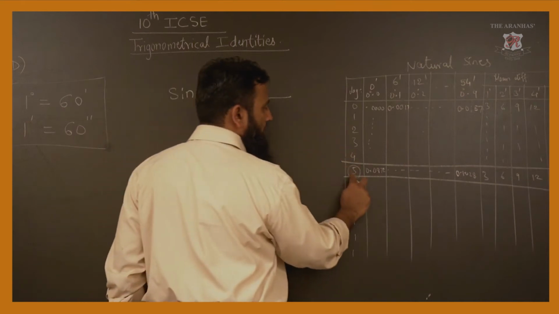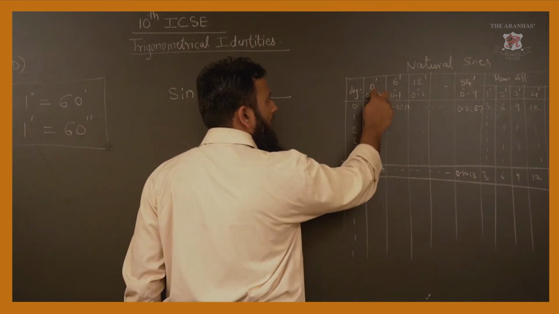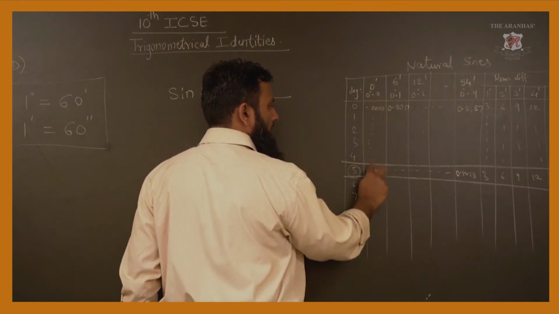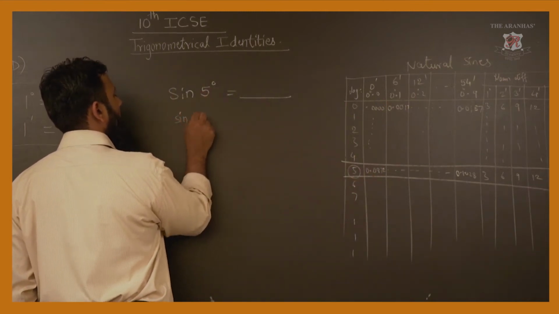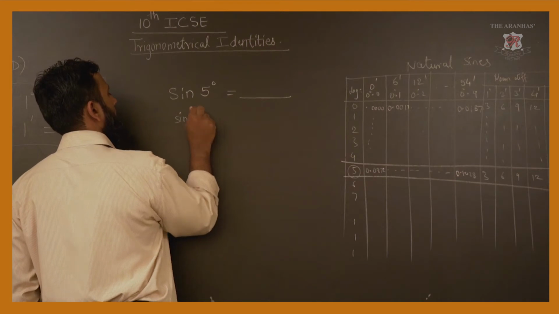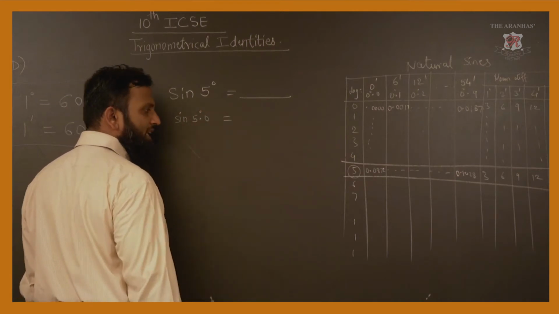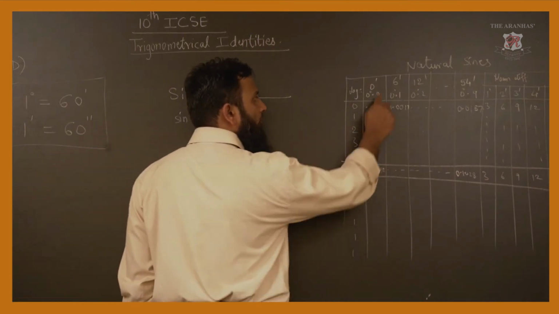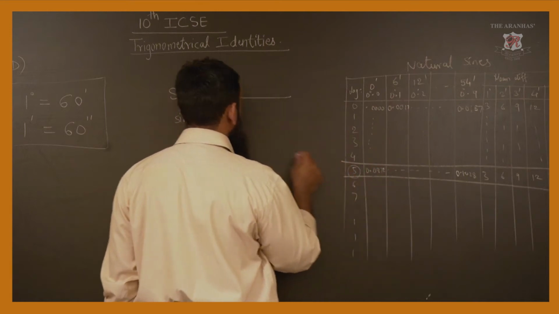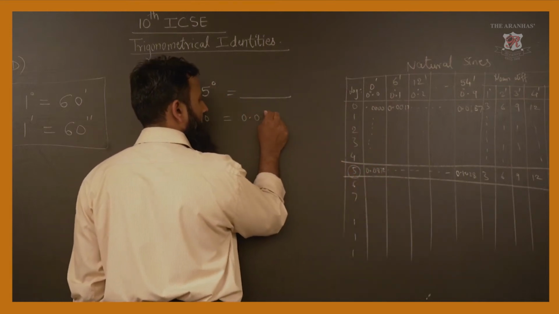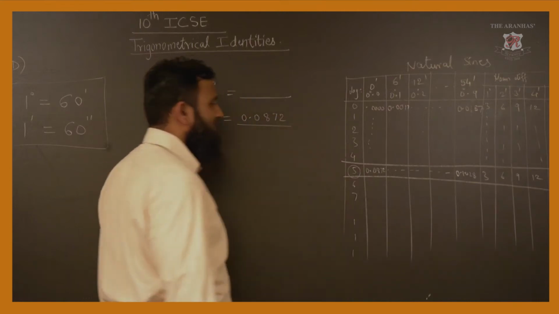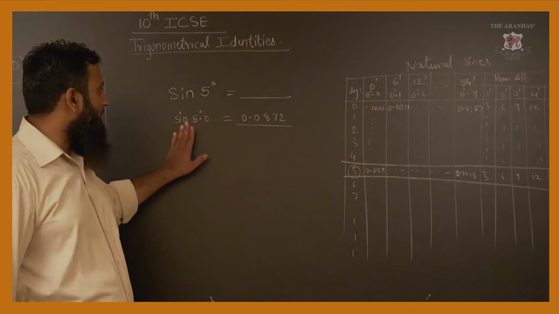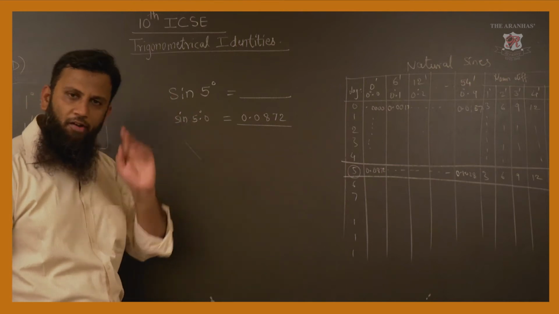It's simply sine 5 degree. So I will see for sine 5 and 0.0. So 5 degree can also be written as sine 5.0. Is this clear? So for sine 5.0, the answer is 0.0872. This is the answer. So this will be the value of sine 5 degree.